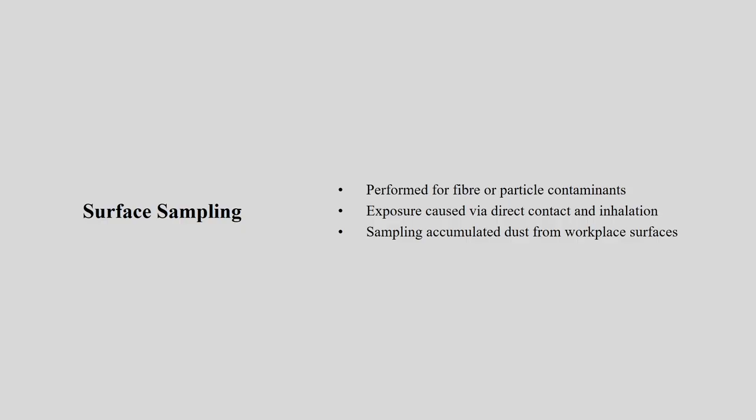Now when we are talking about surface sampling, when there is a workplace with a surface, how do you collect a sample of it? It is performed for fiber or particle contaminants and exposure caused via direct contact and inhalation. It also involves sampling accumulated dust from workplace surfaces. This is a good way when you need to know a lot about the overall workspace. It's not about individual exposure, you are talking about the overall exposure level. And grab sampling is a sample of the surrounding air at a particular workplace, collected in a sealed and inert bag for future analysis. So you take it and you analyze it later. That is all about grab sampling.